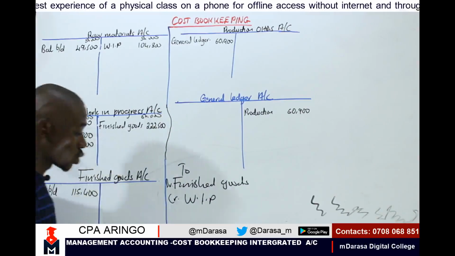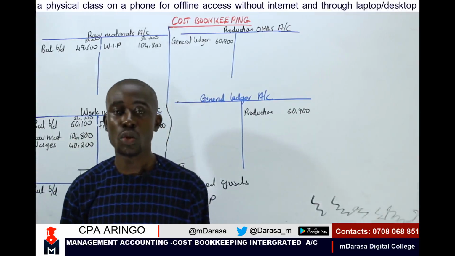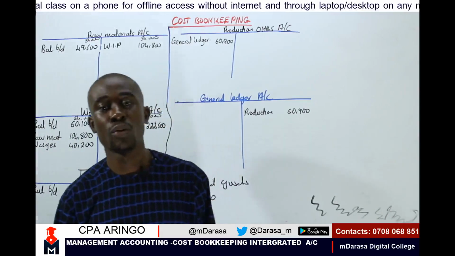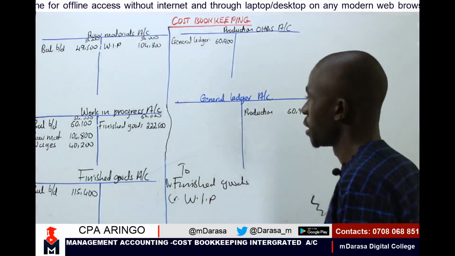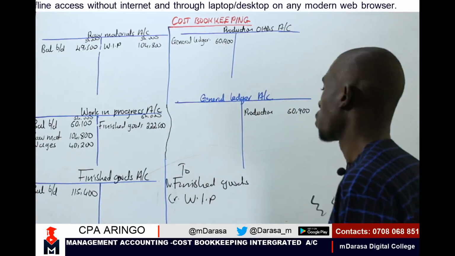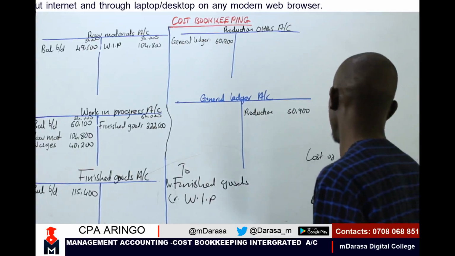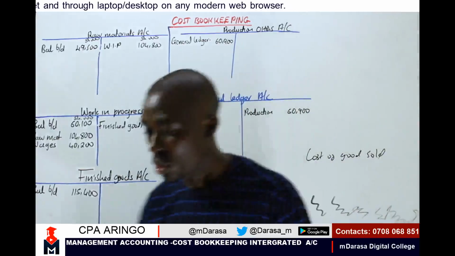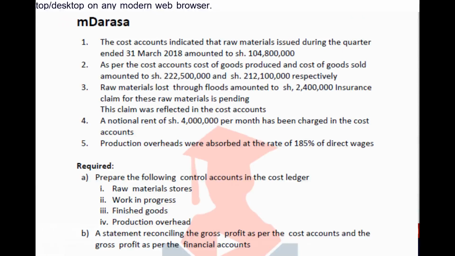Then I'm having cost of goods sold. In the cost of goods sold, if you can remember the double entry that we noted earlier on, at this point again I'll be having 2 accounts to be affected. Of course, in this case, I was given how much? I was given a figure of 212,100. So I'll be having 2 accounts to be affected.